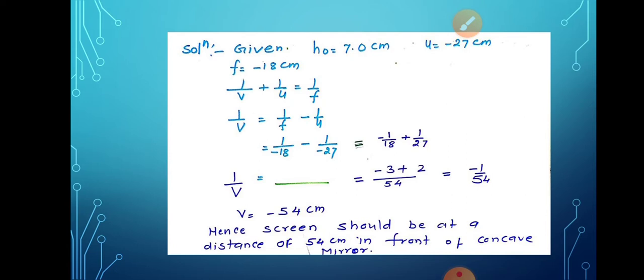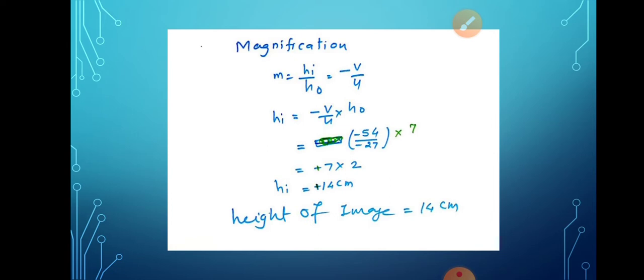Now, we will calculate the magnification. m equal to hi upon ho, equal to minus v by u. So minus v, 54, minus 54. Actually v is positive, but that sign of minus 54 upon 27 into size of object 7. So minus cut, 7 into 2 is 14. The height of image will be 14 centimeter.